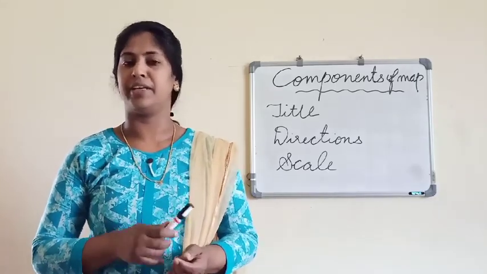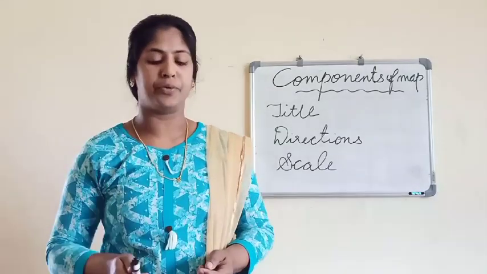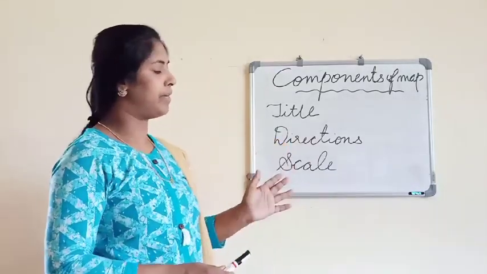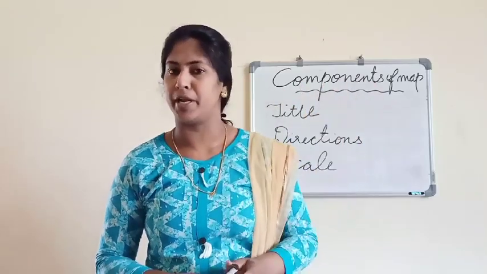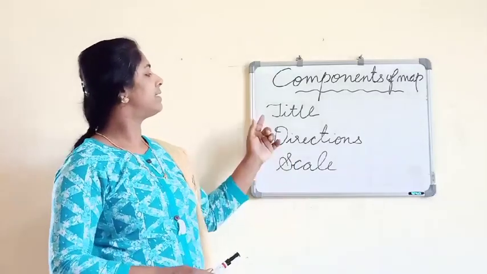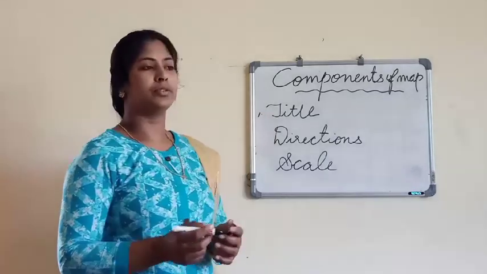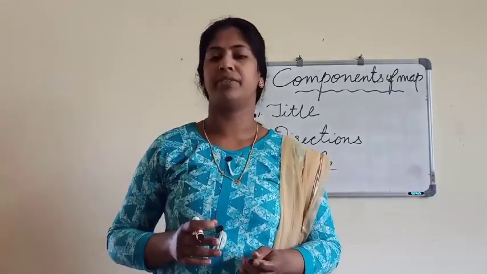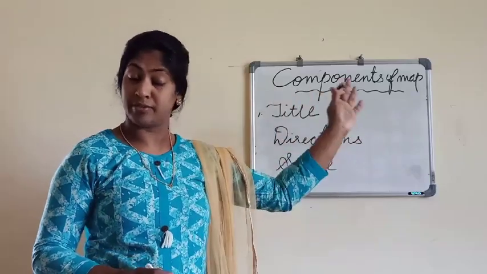In all this, I had given different exercises. So again we will continue the same chapter, map reading. In that we will see the components of a map, the important components of maps. First of all, it is the title. So yesterday I was showing you a map while I was taking the class. In that I had shown you a world map.